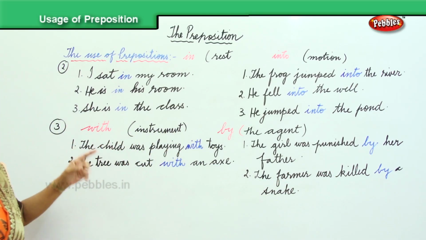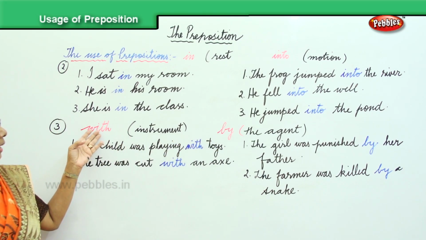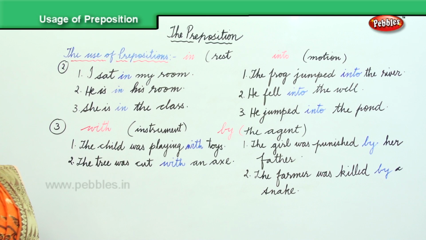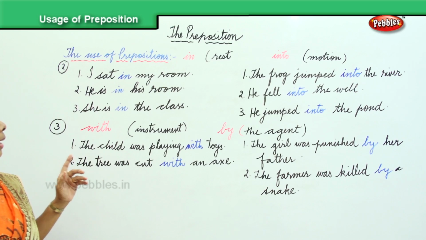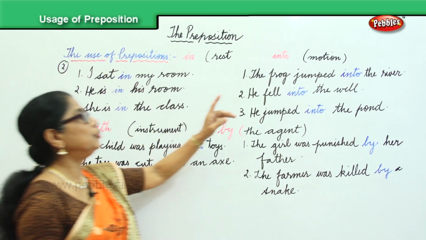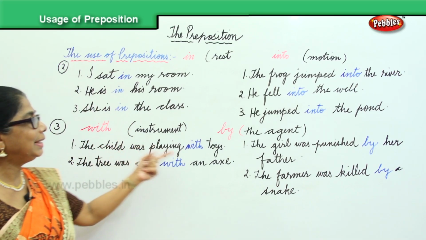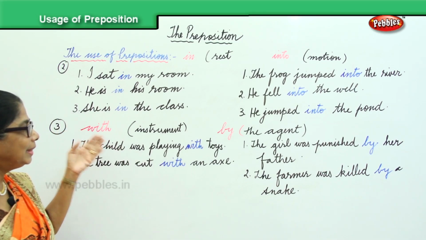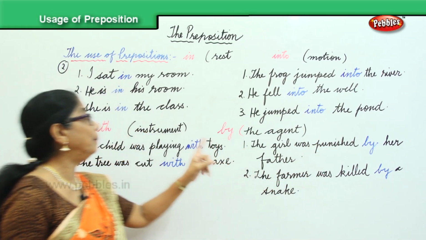So, with is used for an instrument. What instrument is he playing with? Toys. What did they cut the tree with? Axe. So, in this exercise, the prepositions in and into, with and by. When you talk about rest, then you use in. When you talk about things in motion, you use into. When you talk about the instrument the people have used in the sentence, then you use with. The agent by which the action took place, then you use by.